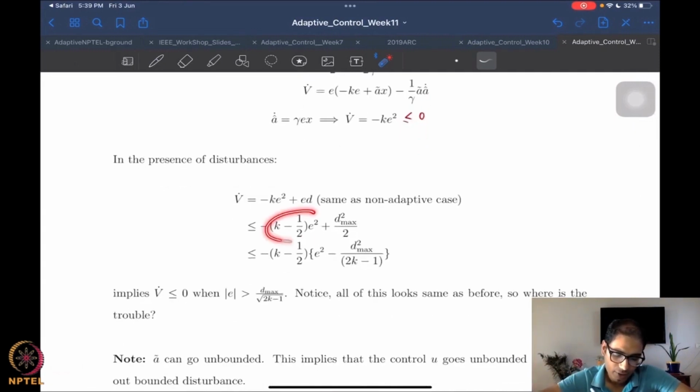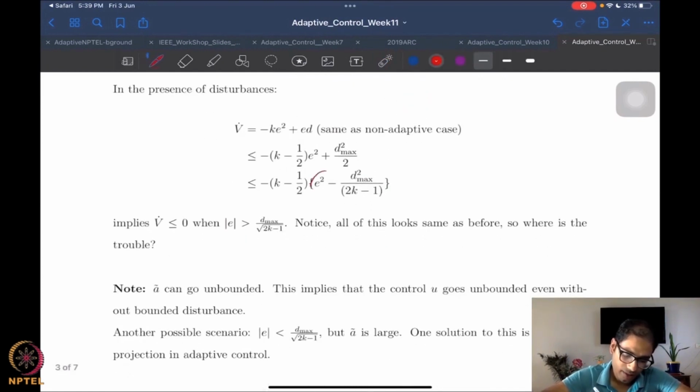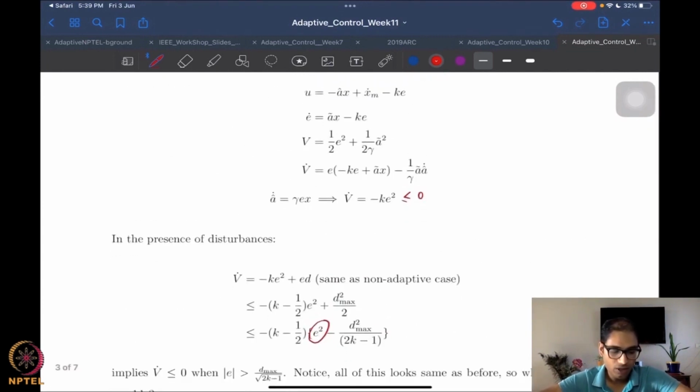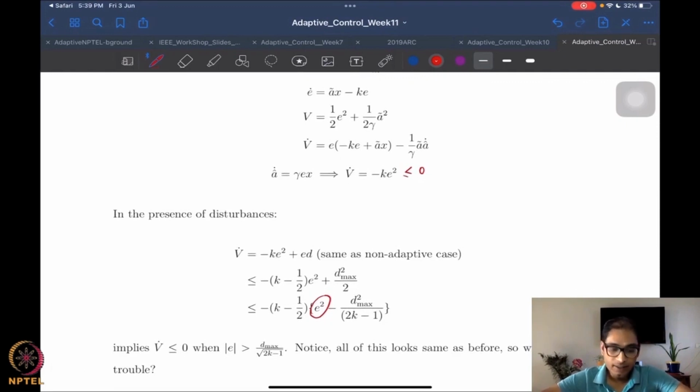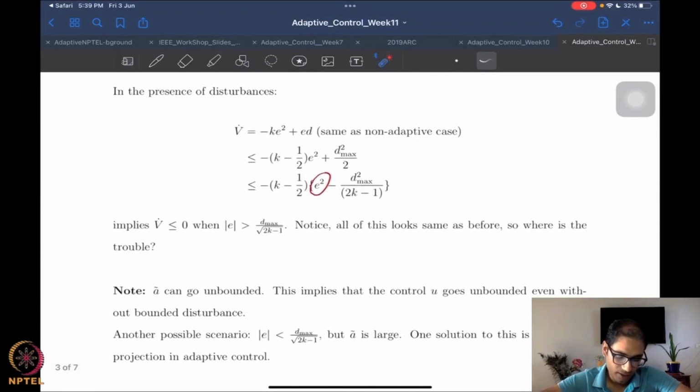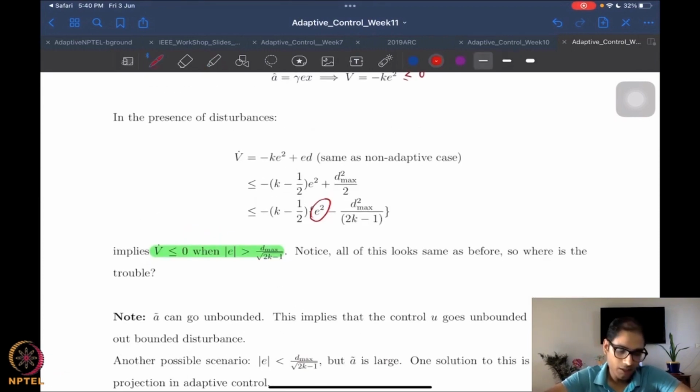So I do the same thing, minus (k minus half) e squared plus d max squared by 2, and I get this expression. Now notice the key difference here. I write this as e squared and not as V, because this is not V anymore. In the non-adaptive case, this was in fact my candidate Lyapunov function, but in this case, it's not. It's just a piece of it, because the candidate function also has this term. So this implies V dot is less than or equal to 0 whenever e is greater than this. Now if you look at this particular conclusion, it still seems to be the same. But where is the problem? There's a big problem, a problem that crashed an airplane. So let's see what that is.